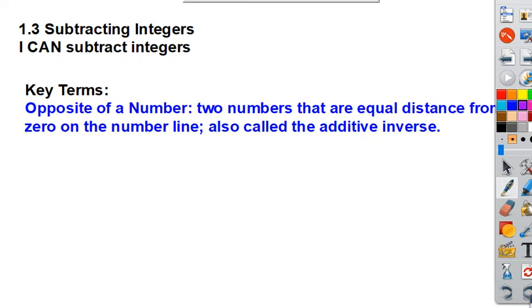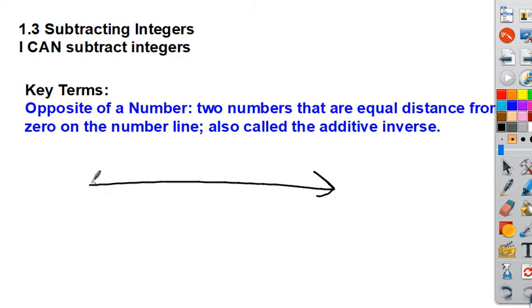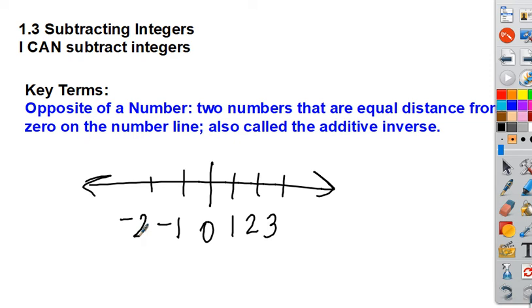Find your key terms. Opposite of the number is your only key term for today. It says two numbers that are an equal distance from 0 on the number line. They are also called the additive inverse. So if we look at a number line and we're talking about opposite of a number, let's say that's 0, 1, 2, 3, negative 1, negative 2, negative 3. Super sloppy number line. But if we're looking at opposites, we're looking at 3.